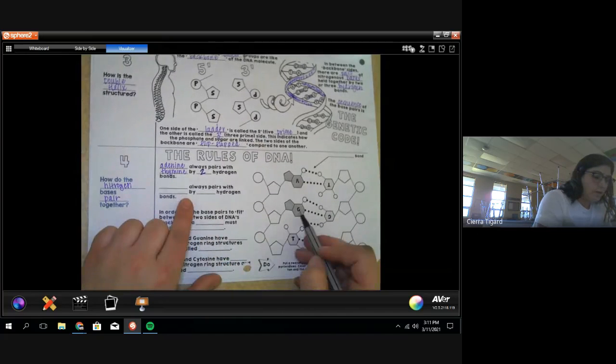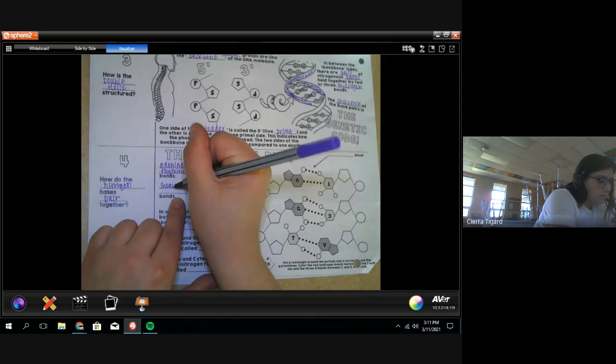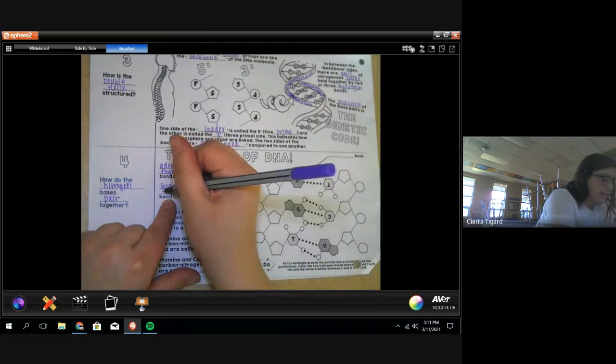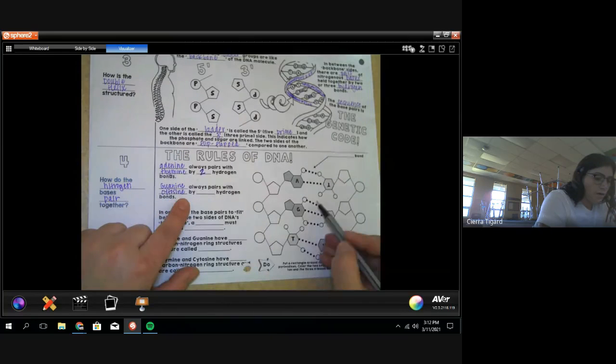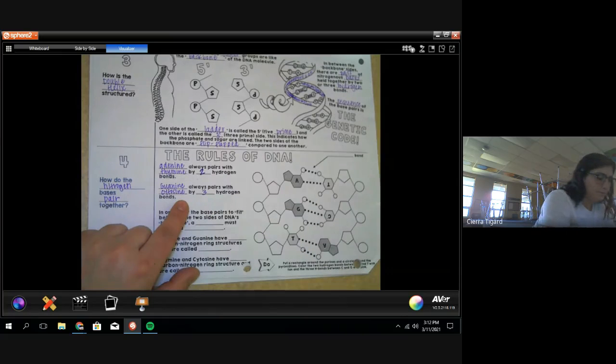And then we have our G and our C, which is our guanine, always pairs with our C, which is cytosine, by 1, 2, 3, 3 hydrogen bonds.